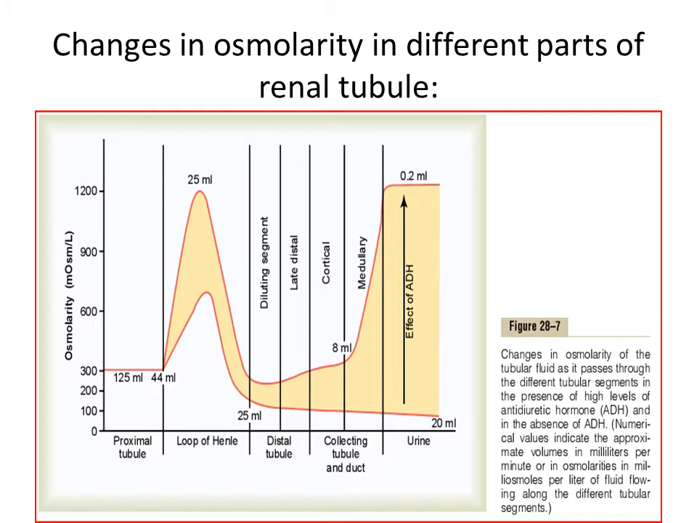In the thick ascending loop of Henle, this portion is virtually impermeable to water, and additional reabsorption of sodium chloride and potassium occurs, which are actively transported from the tubule into the medullary interstitium. So the fluid in the thick ascending limb becomes very dilute, and the concentration falls to about 100 milliosmoles per liter.